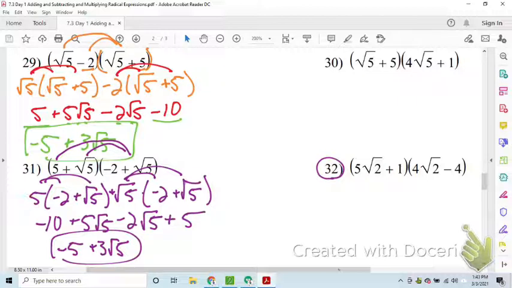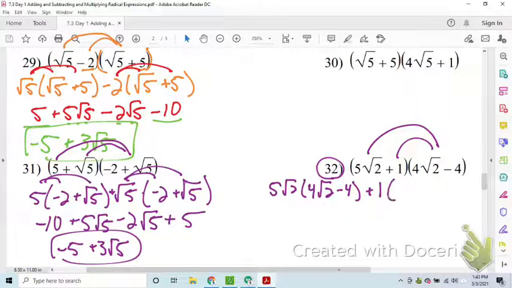So here we go. I have 5 root 2 times all this. So it'll be 5 root 2 times 4 root 2 minus 4. Then I have 1, which is kind. 1 times 4 root 2 minus 4. That's going to be nice to do because multiplying by 1 is pretty easy. Now this times this. 5 root 2 times 4 root 2.